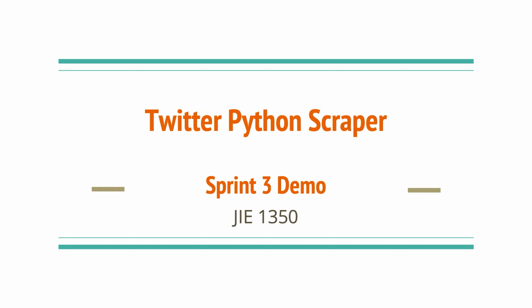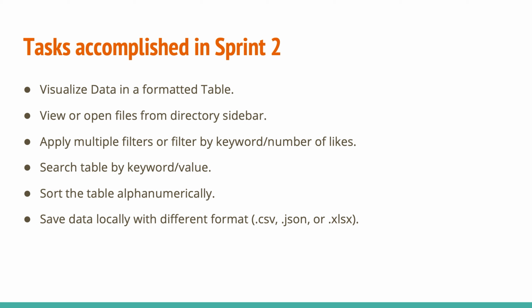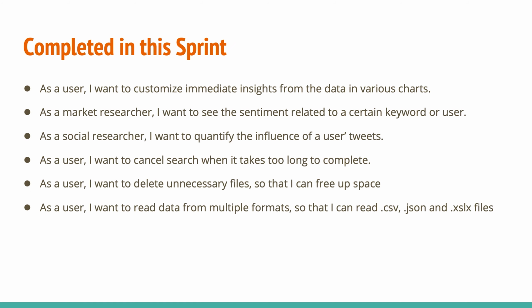Our project consists of building a user-friendly Twitter data scraper using languages such as Python and React. In the previous sprint, we completed the user interface for the search tab, the filtering and sorting functions for the data scraped, and the ability to save data in various formats such as CSV and JSON. In this sprint, we focus on being able to view and customize different insights for the collected data, add functionality to stop an ongoing search, being able to delete unnecessary files, and reading data from multiple different file formats.